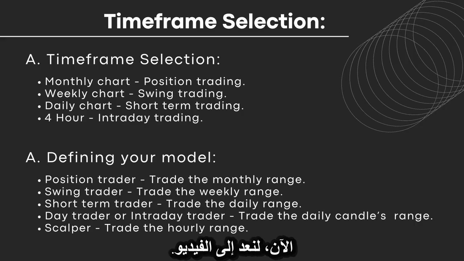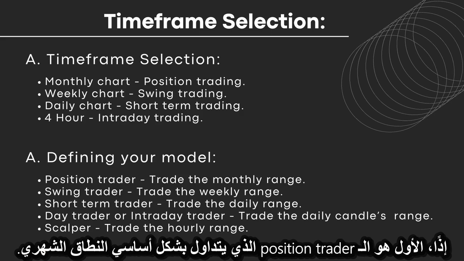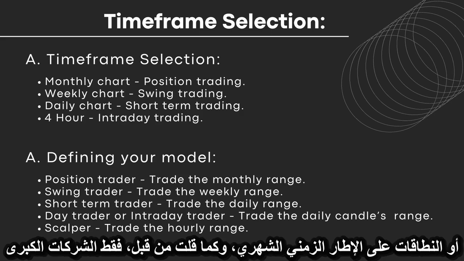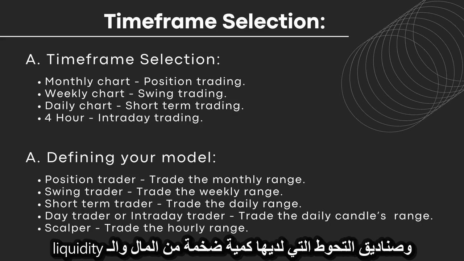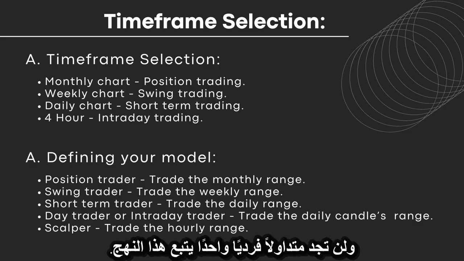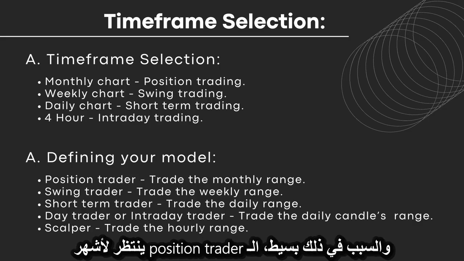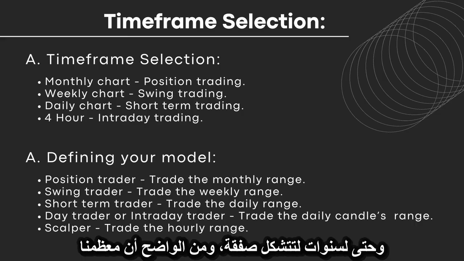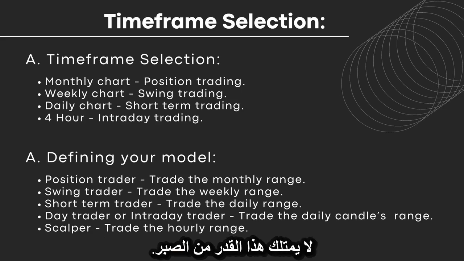Now let's get into the video. So the first one is a position trader who basically trades the monthly range, or the range on the monthly time frame. And as I said before, only firms and hedge funds with a huge amount of money, liquidity, and capital have this style of trading. You won't find a single retail trader having this approach. And the reason for that is simple. A position trader waits for months and even years for a setup to form. And obviously, most of us just don't have that amount of patience or mental endurance.